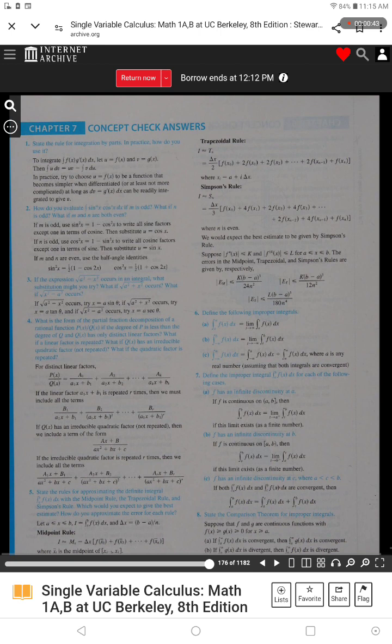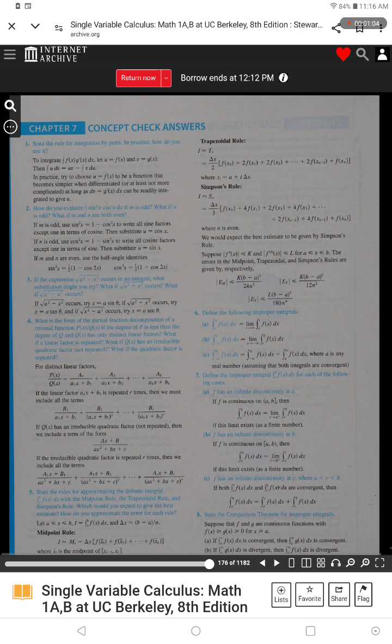In practice, try to use u equals f of x to be a function that becomes simpler when differentiated, or at least not more complicated, as long as dv equals g prime of x dx can be readily integrated to give v.